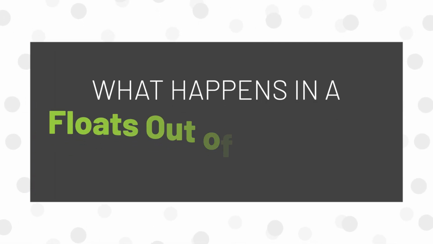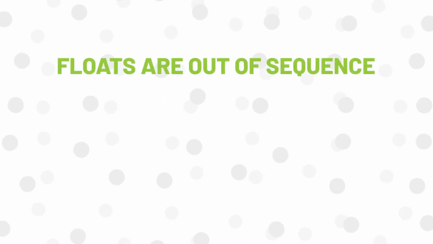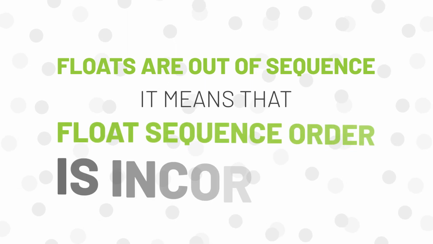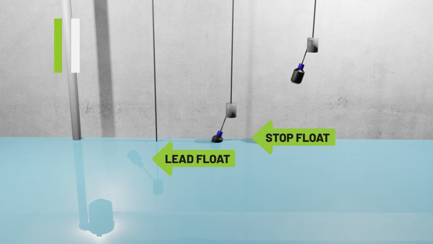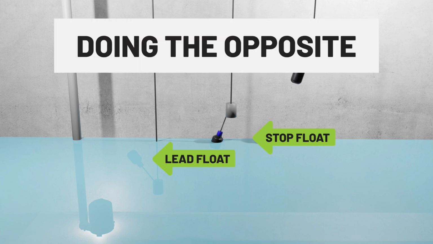What happens in a floats out of sequence condition? When your floats are out of sequence, it means that the float sequence order is incorrect, which can cause significant problems for your system. A common incorrect sequence is to have the lead float on the bottom, followed by the stop float. This means that your floats are doing the opposite of what they should.